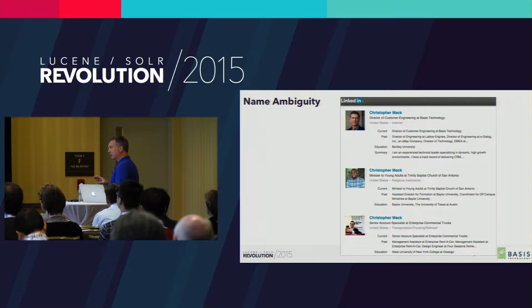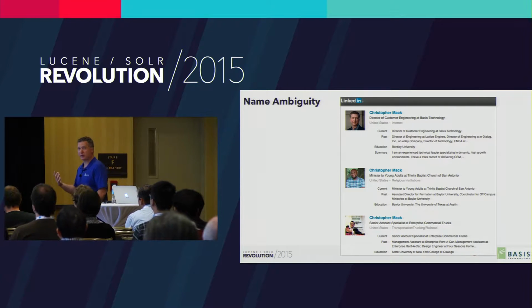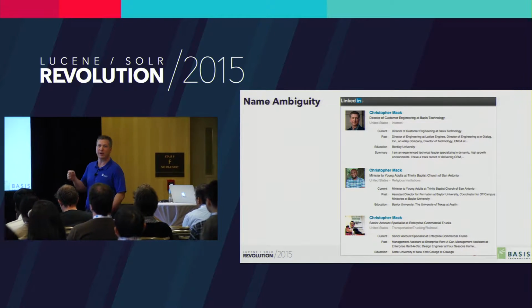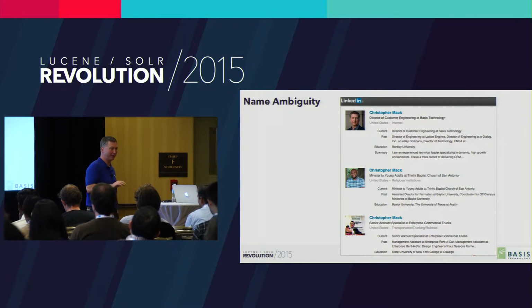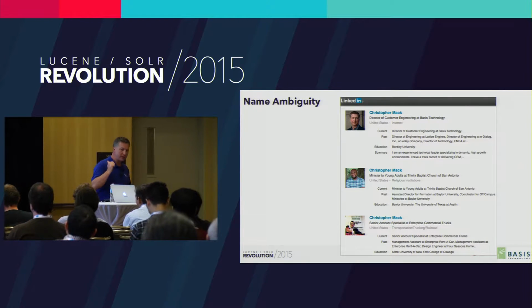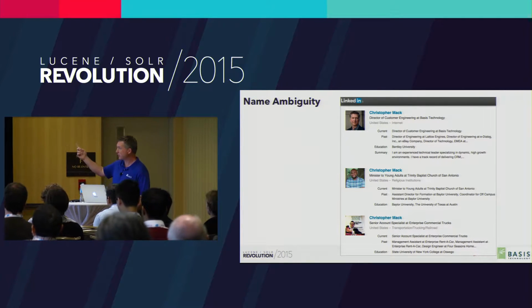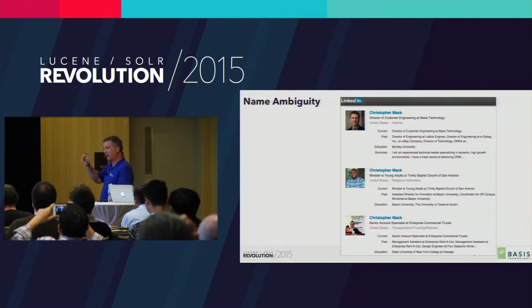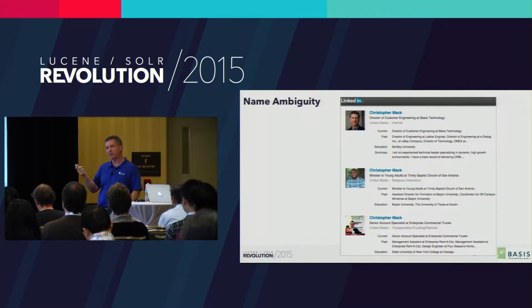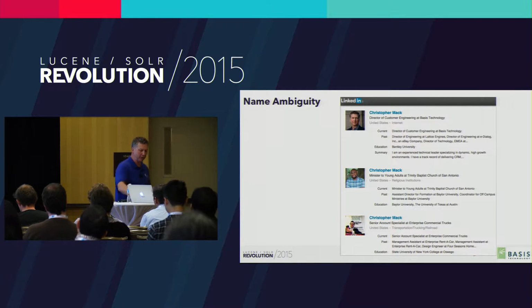The other problem is name variety. So if you do a search for Christopher Mack on LinkedIn, you'll get 323 entries. I had never had any idea there were that many. I would have never even guessed there were that many of us out there running around. But those 323, these are just the top couple examples. And even though the name is spelled identically, we've solved the variation problem, we still have that ambiguity problem to deal with.